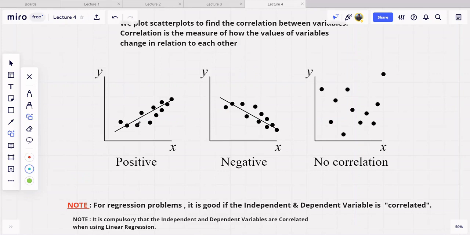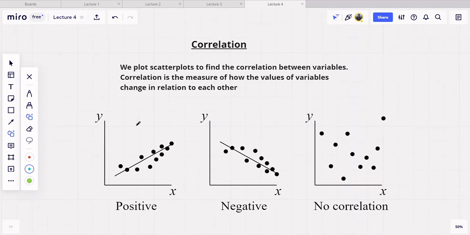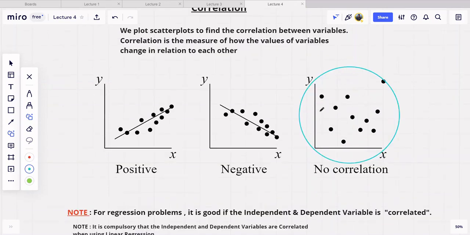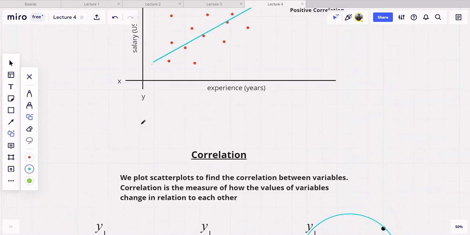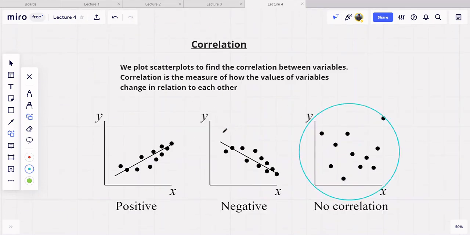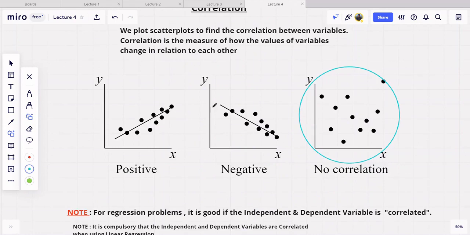This is basically the simplest kind of relationship that we want between our independent and dependent variable. There is also a third type of relationship called no correlation. No correlation basically means there is no relationship between the independent and dependent variable. In this case it becomes a normal scatter plot, and it doesn't show a regular increasing or decreasing pattern. So this is the major relationship that we try to find among the independent and dependent variables.